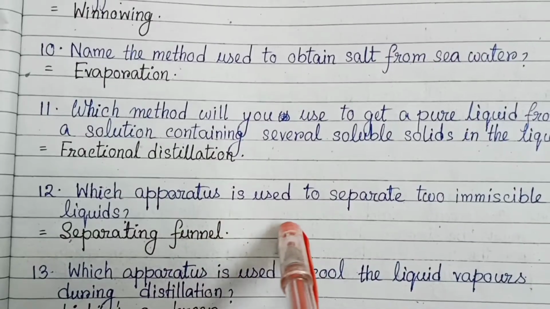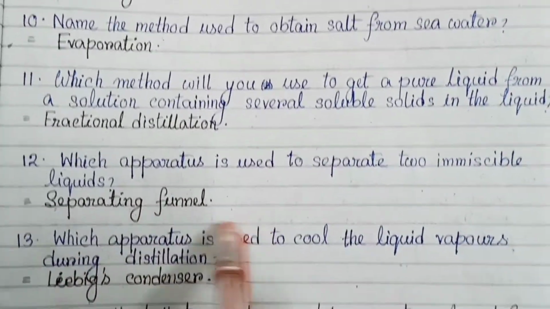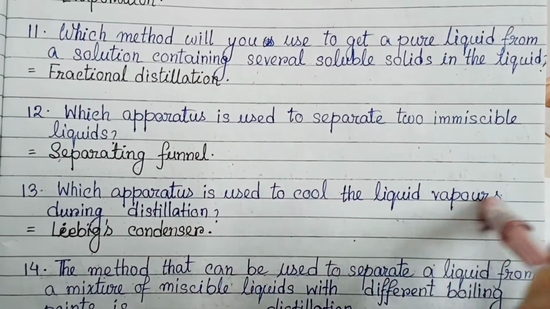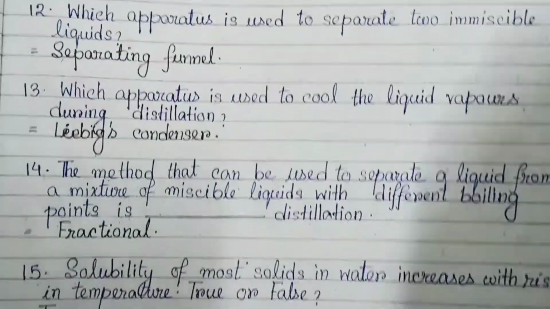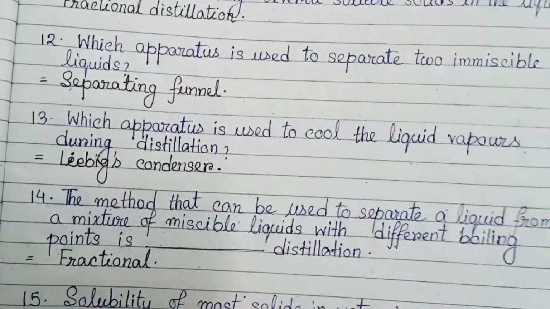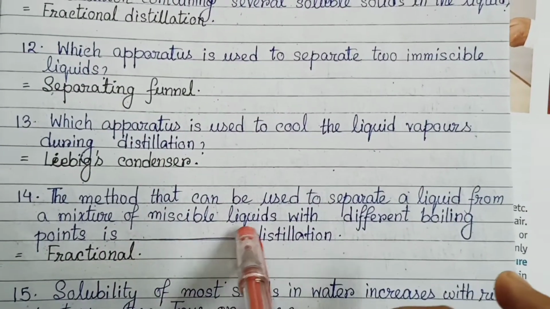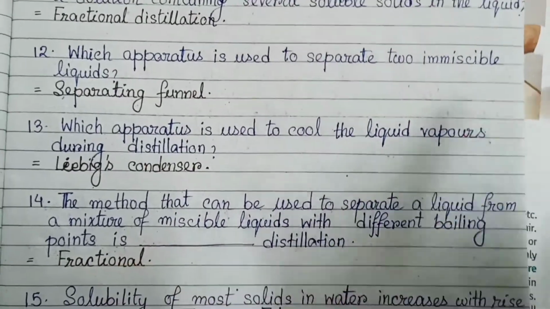Which apparatus is used to separate two immiscible liquids? Separating funnel. Which apparatus is used to cool the liquid vapors during distillation? Liebig's condenser. The method that can be used to separate a liquid from a mixture of miscible liquids with different boiling points is fractional distillation.